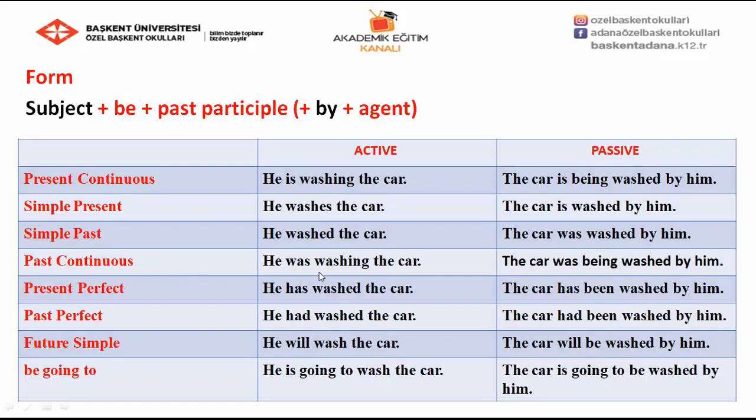Past continuous. He was washing the car, and its passive form, the car was being washed by him. Present perfect, he has washed the car, and its passive form, the car has been washed by him. Past perfect, he had washed the car, and its passive form needs to be like the car had been washed by him. Future simple, he will wash the car, the car will be washed by him. He's going to wash the car, and its passive form needs to be the car is going to be washed by him.